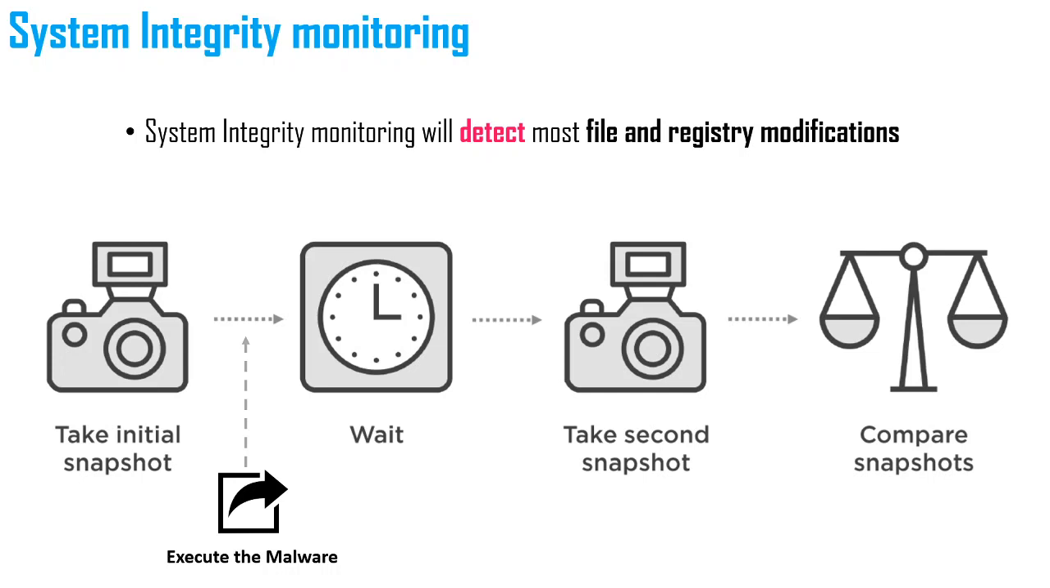It is a process where we see the system changes before execution and after execution. Before execution, we capture the system state, and after execution of the malware, I capture the system changes, subtract, and detect what all the changes are. So system integrity monitoring detects most of the file and registry modifications. Here is the process I have shown in the picture.